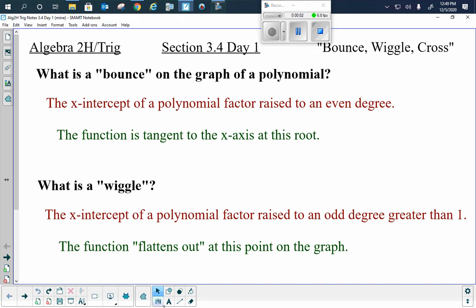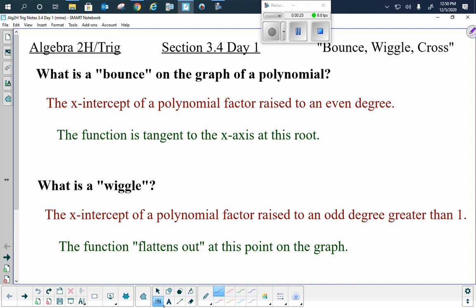In section 3.4 today, we are going to look at ways to sketch a pretty accurate graph of something harder than just a cubic or x squared. So we've got to look at these concepts, and we call them bounce, wiggle, cross.